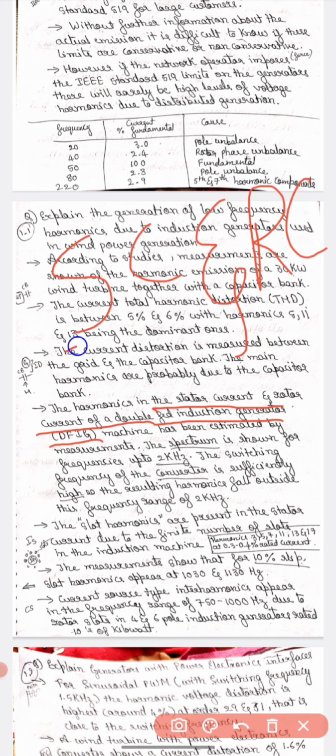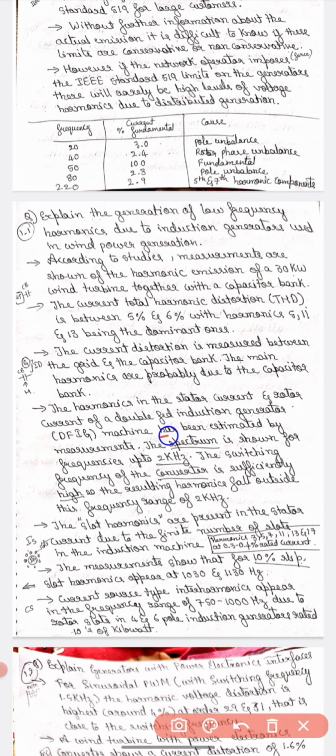The switching frequency of the converter is sufficiently high, so the resulting harmonics fall outside this frequency range of 2 kilohertz. Here the spectrum is shown only up to 2 kilohertz, but the switching frequency of the converter is sufficiently high, so the resulting harmonics are more than 2 kilohertz.